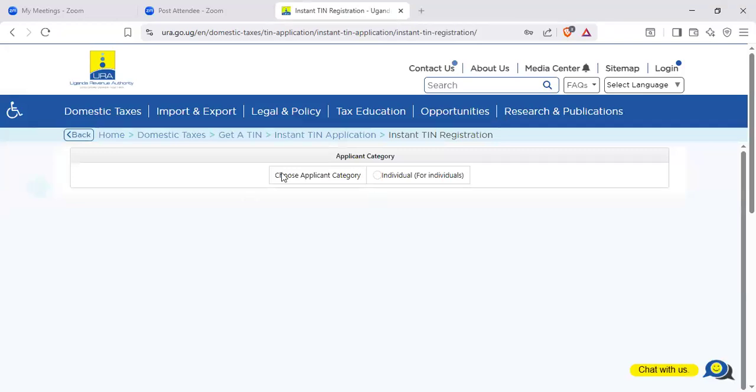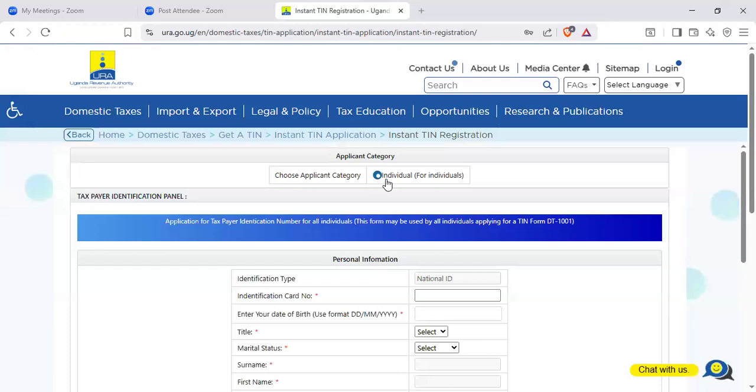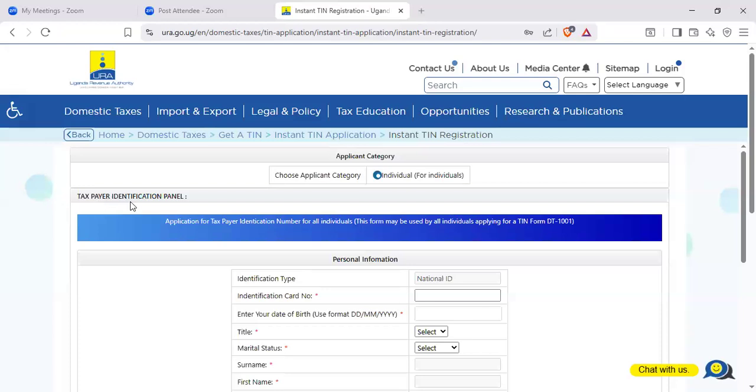Then you will see this window where they are showing the applicant category. Choose applicant category. Of course, you are an individual. You click here, an individual. Then this one will pop up. This is the taxpayer identification panel. They are telling you that this is the application for taxpayer identification number for all individuals. This form may be used by all individuals applying for a TIN.